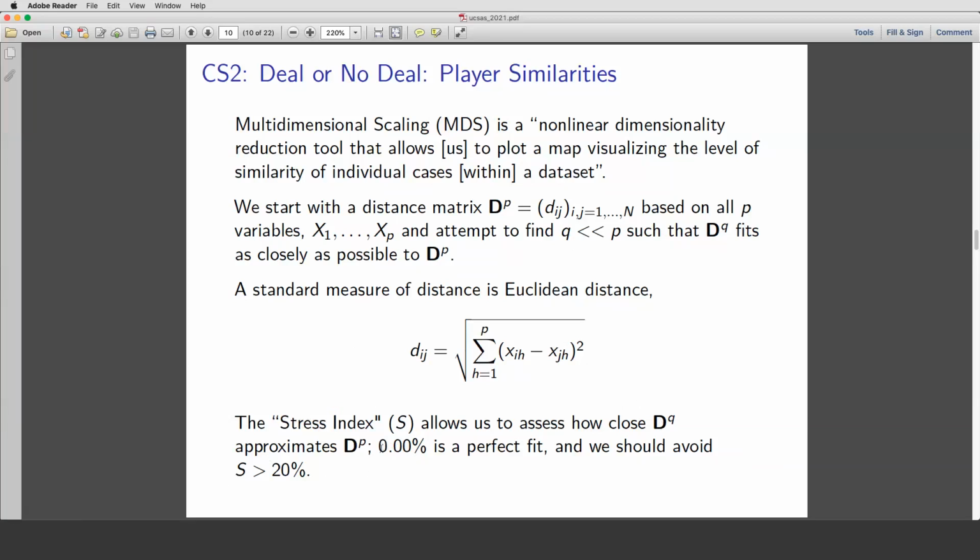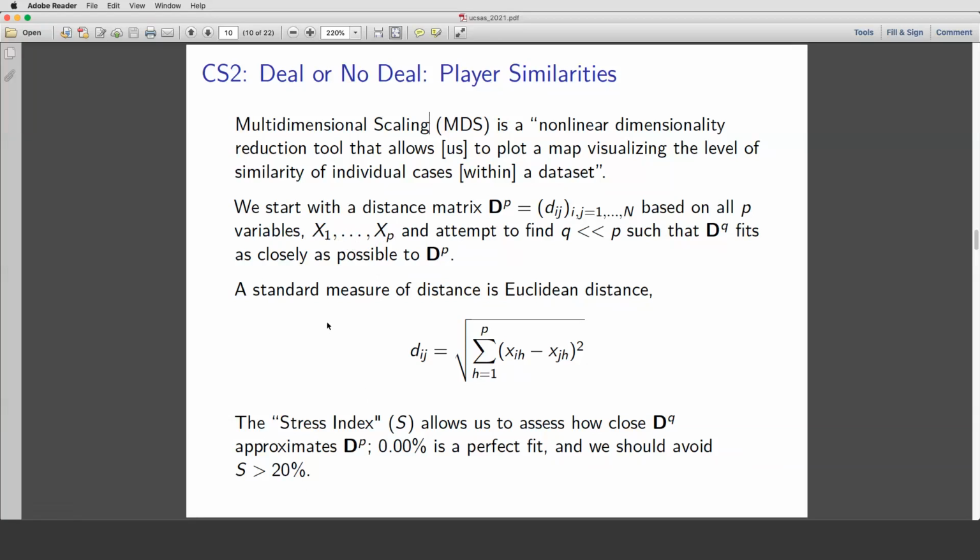So phrased differently, we have 0% here as a perfect fit. That would happen if these P vectors, these P data points, were all the same, right? Because then they're all redundant. So you're not really losing anything by taking out all the genuinely linearly dependent information. So you just want to avoid getting a stress above 20%, because then you're really kind of changing the information too much. So I know it's a super fast introduction.